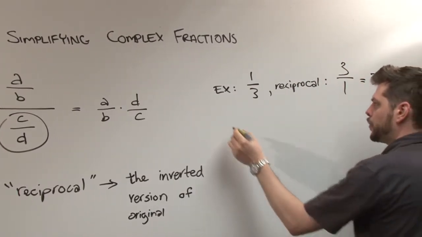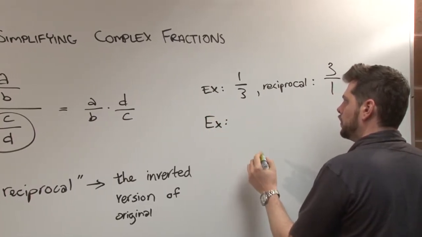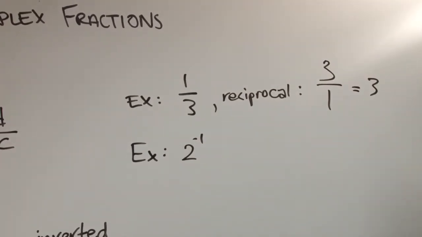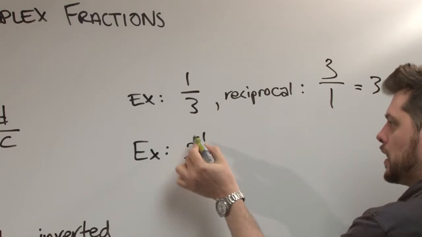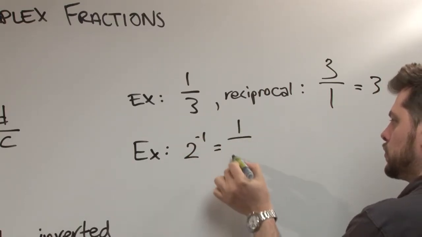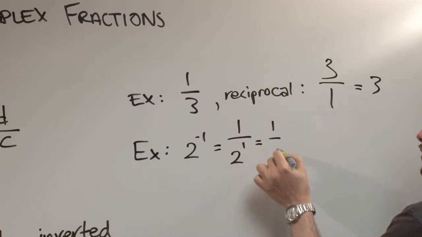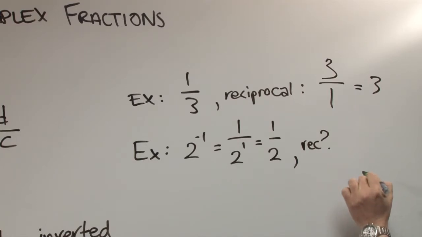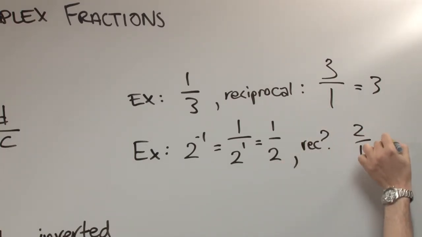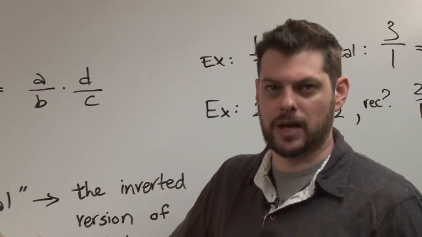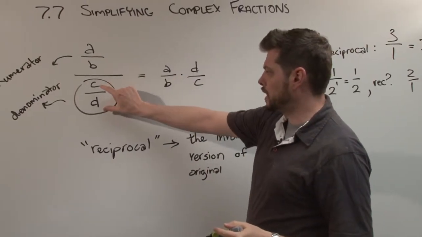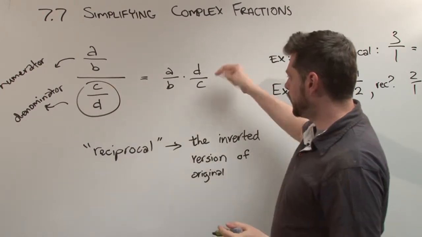Okay? Another example, if I had 2 to the -1, well, I could rewrite this first because I have a negative exponent. This is the same thing as 1/2 to the first, or 1/2. What's the reciprocal of 1/2? Well, we flip it. It's 2/1. And that simplifies to 2. So when I use the word reciprocal, what I'm really using is a fancy math term that says take it and flip it. And that's what I've done here in the rule. So I've taken the denominator and I've flipped it.